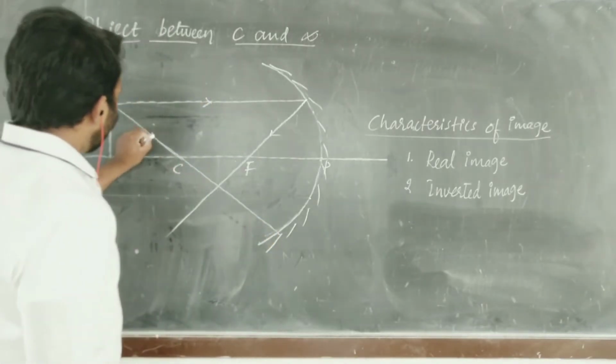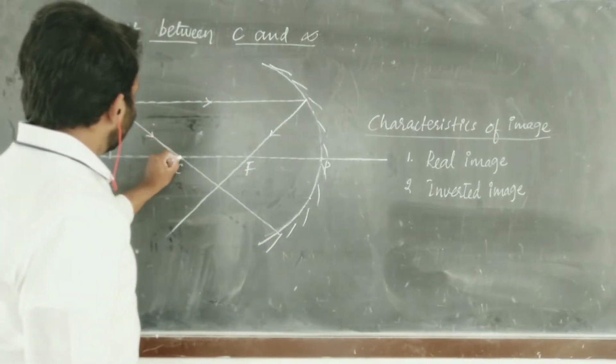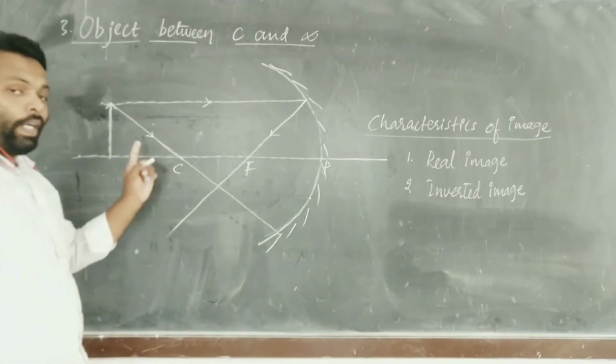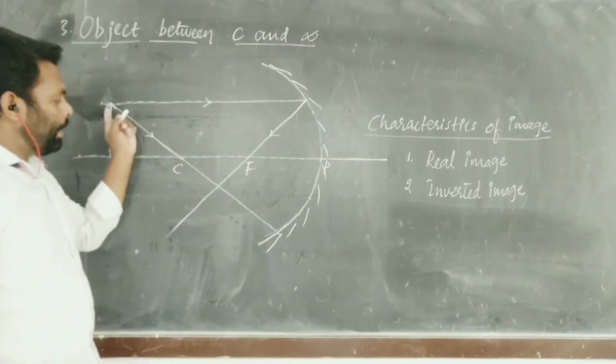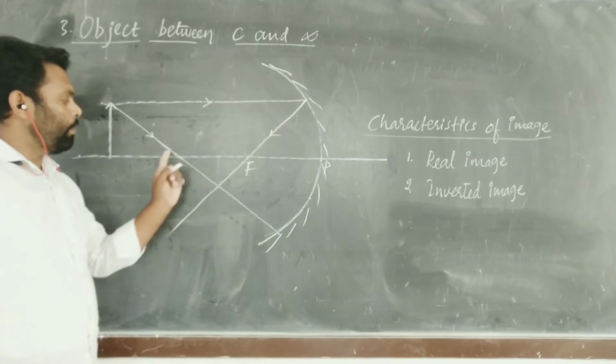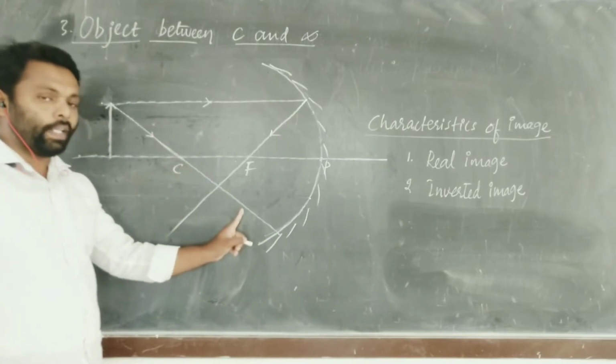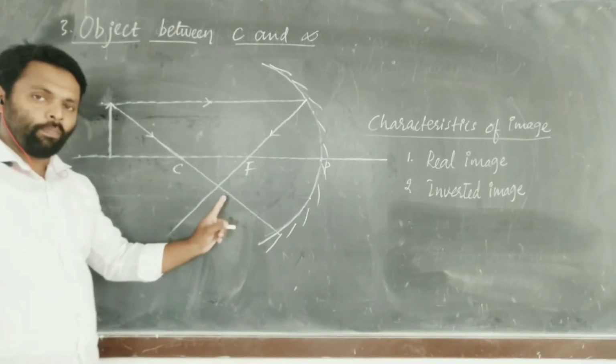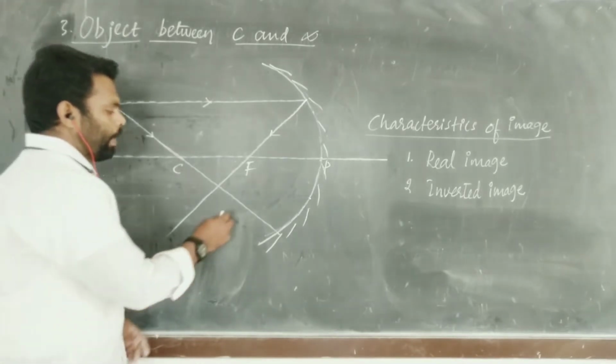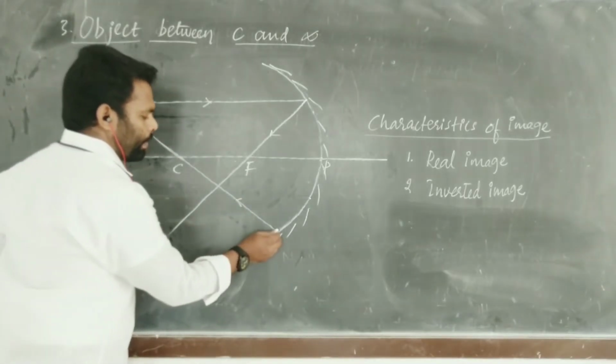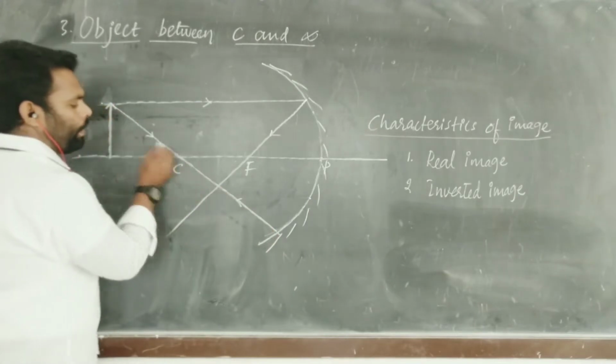Okay, this is the second light ray that is passing through the center of curvature. We know that if a light ray is incident on a concave mirror passing through the center of curvature, this light ray is passing through the normal. After reflection, this light ray will retrace its path.